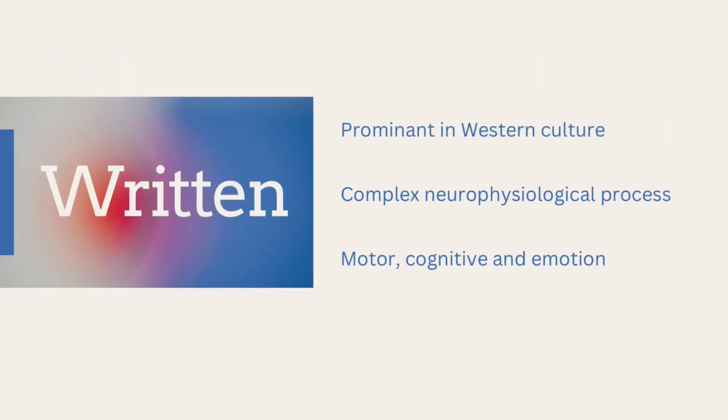Written text is one of the dominant forms of knowledge transfer within Western culture. It is employed to hold knowledge and to be produced as evidence of knowledge. Writing is a complex neurophysiological process that integrates motor, cognitive, and emotional mechanisms. It can be beneficial for processing emotions, activating the amygdala and prefrontal cortex. According to Steiner's stages of development, formal reading and writing typically begin around the age of 7.